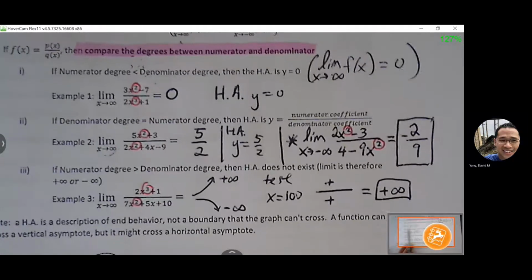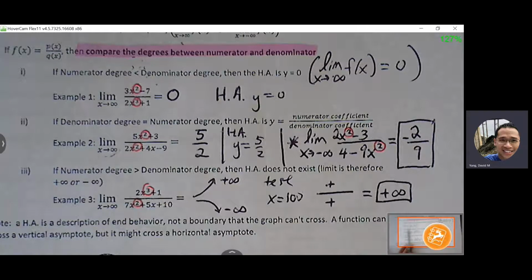Okay. Any questions as you look at this, right? Completely different set of rules, but it's not too bad, right? We just have to make sure that we don't get thrown off here and that we remember to test if the degree is higher in the numerator than denominator. Okay.